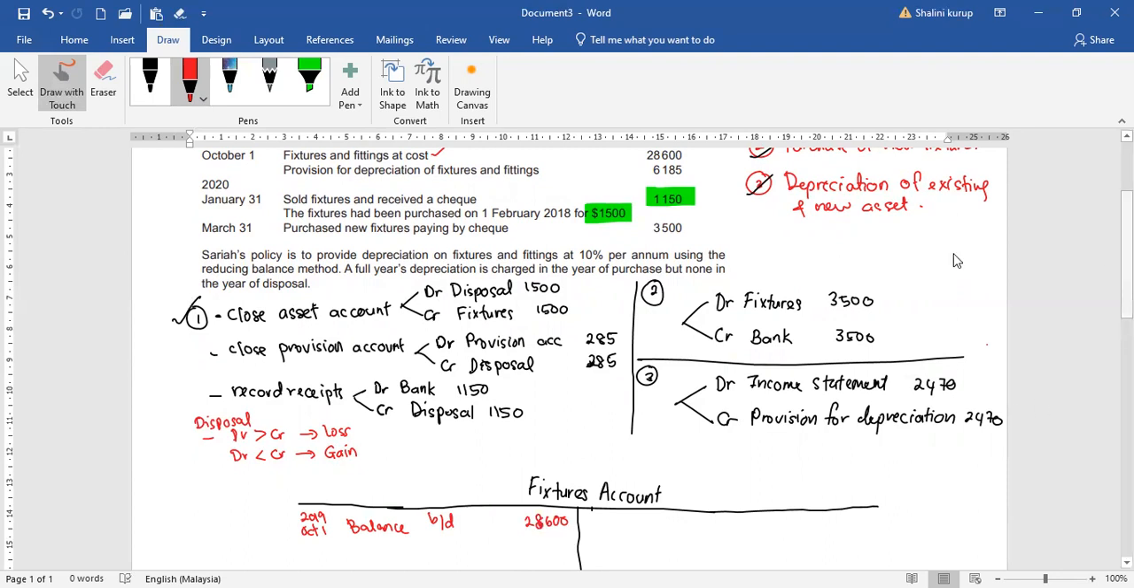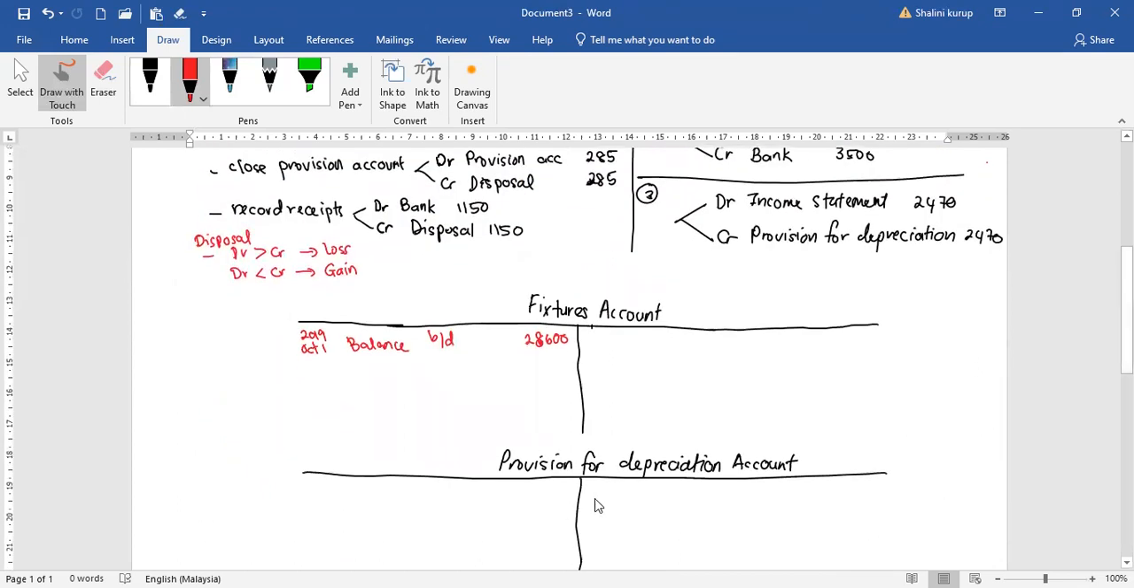Now, the next entry is the provision account. Provision has a balance of 6185. I've already informed you, provision is always on the credit side. The balance BD is always here. So again, 2019 October 1st, and the balance BD is actually 6185. This is the balance that was given in the question. So we are done with the first part of it.